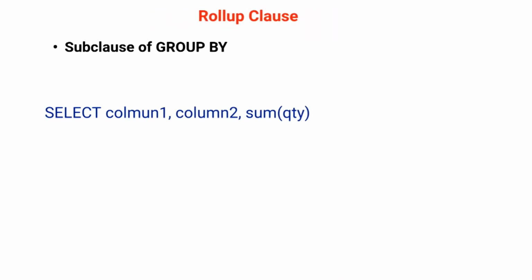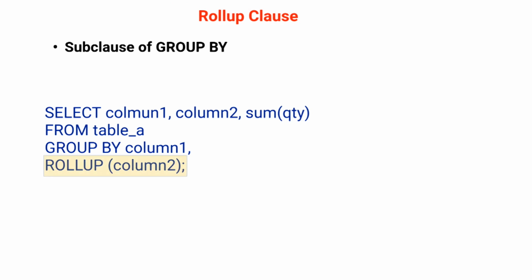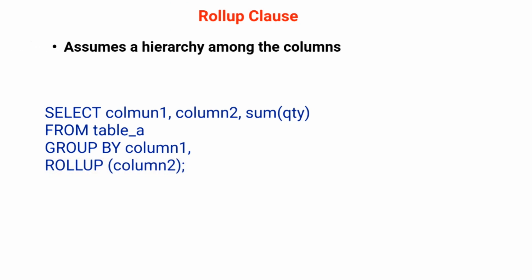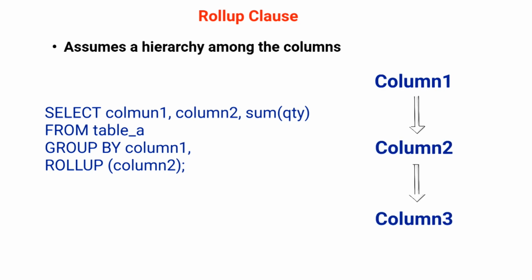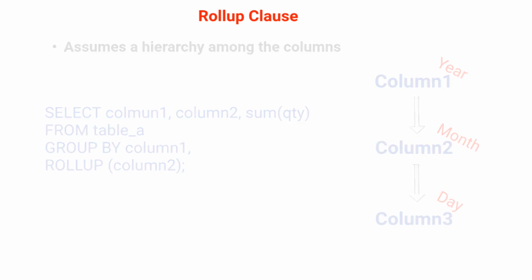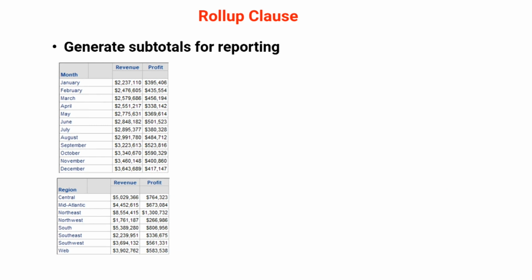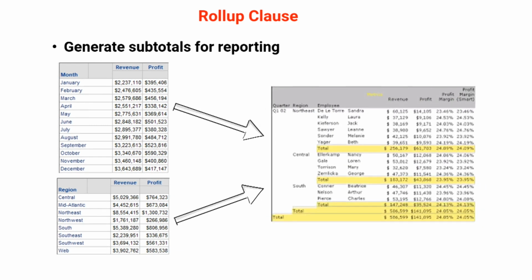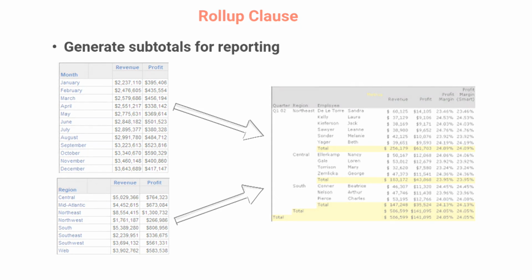ROLLUP. Now, the first thing you should know about the ROLLUP clause is that it's a subclause of GROUP BY. Next, be aware that the ROLLUP clause assumes there is a hierarchy among the columns. So maybe column 1 is year, column 2 is month, column 3 is day, for example. And lastly, its main use case is to generate subtotals for reporting. All right, now let's see how this works in practice.